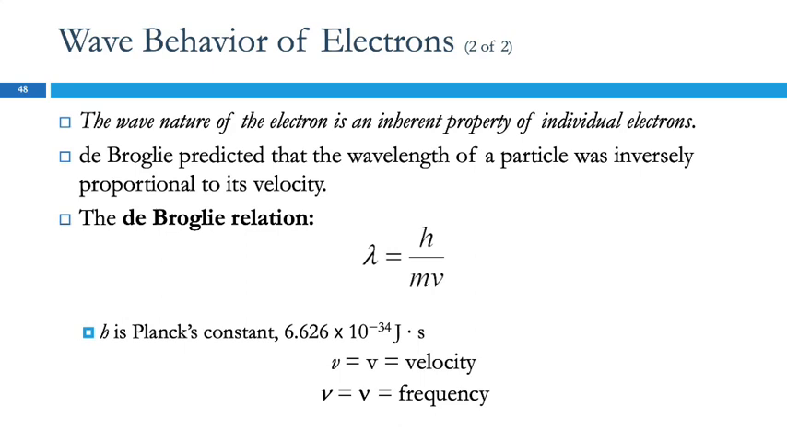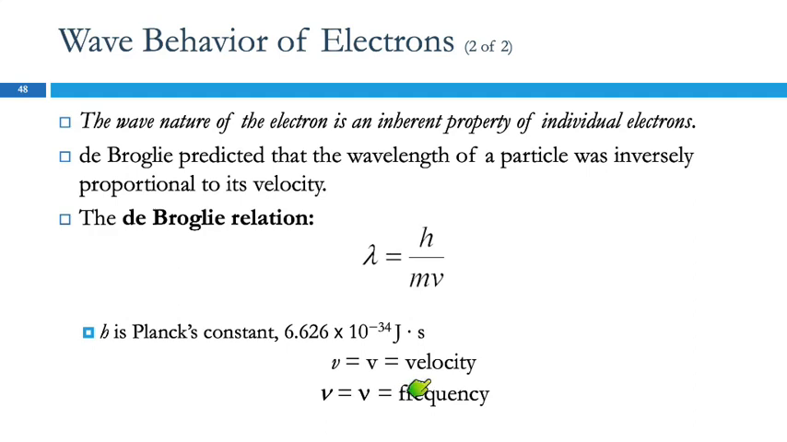So the wave nature of the electron is a property of individual electrons. So de Broglie predicted that the wavelength of a particle was inversely proportional to its velocity. So this is the de Broglie relation. Here we have the wavelength is equal to Planck's constant, that has this value, divided by the mass times the velocity.